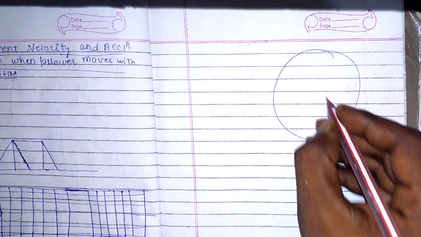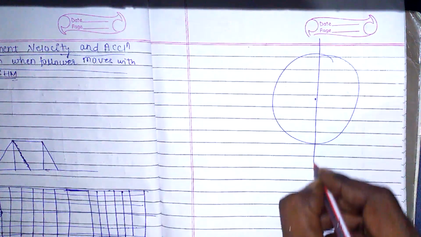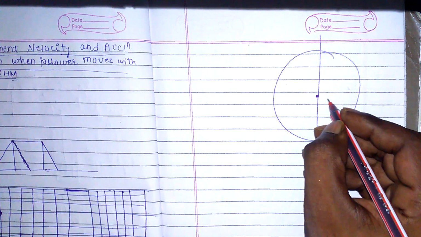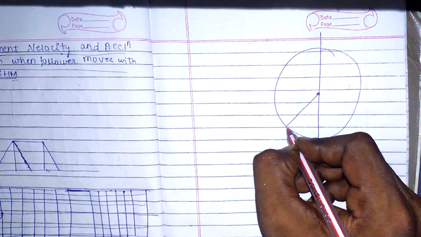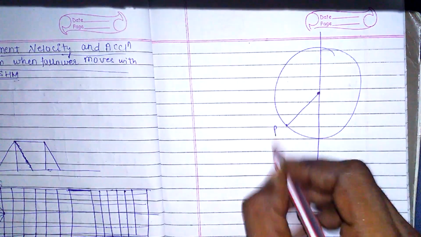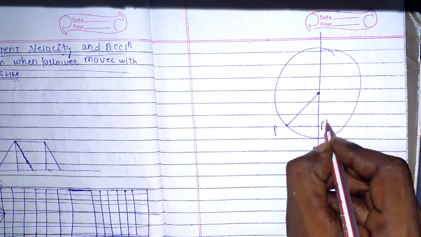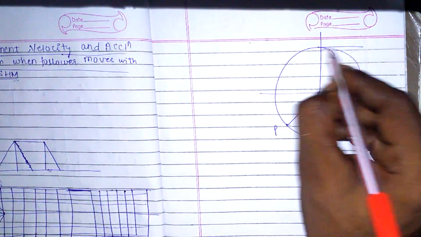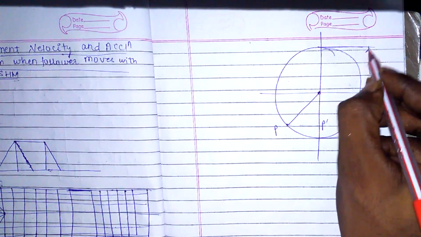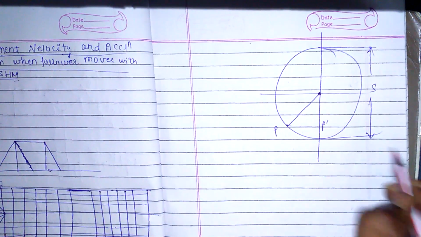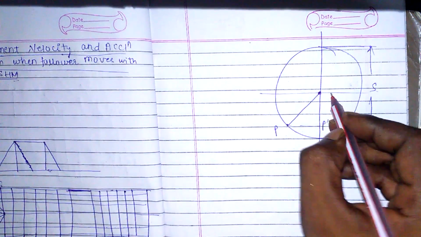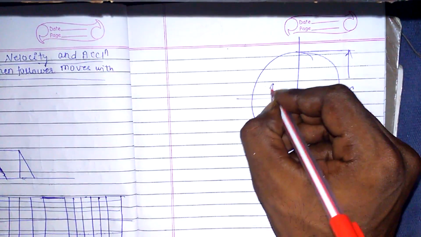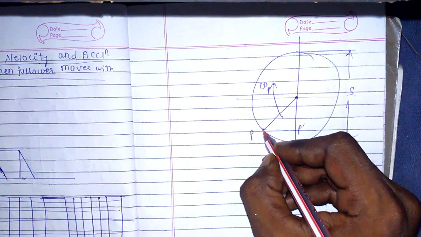Suppose this is a circular path that is followed by the follower, and suppose this is the point. There is some point P on this path, and this is the P dash, and this is the diameter for this. This would be S, or say the stroke. Okay, this is the diameter for this, and suppose this is rotating at angular velocity omega p.